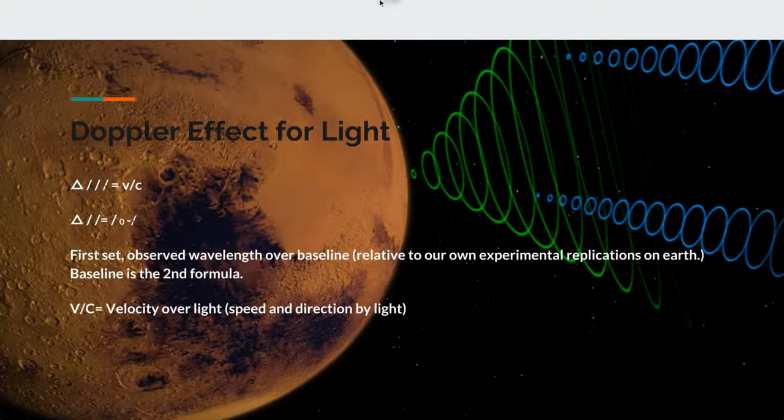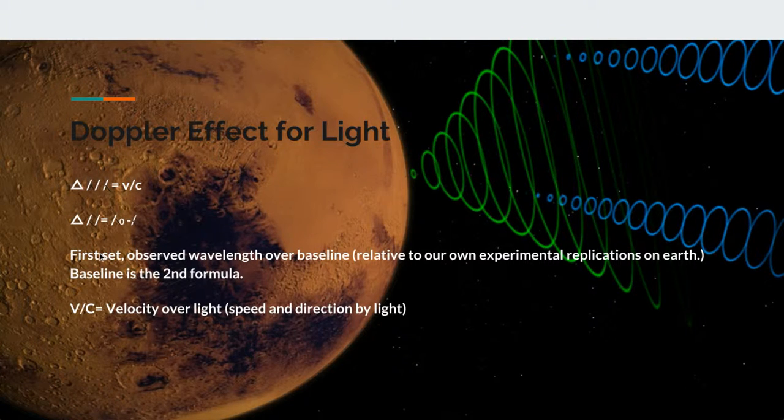And I did kind of mess up the formulas here because I cannot find this particular symbol. It looks like an upside down Y. One part came out black. I tried making it myself, but this is the basic gist of these formulas. So delta, this little triangle, is delta observed wavelength over a baseline wavelength that's relative to our own experimental replications on Earth, equals velocity over speed of light.